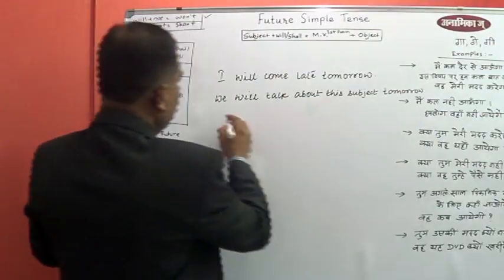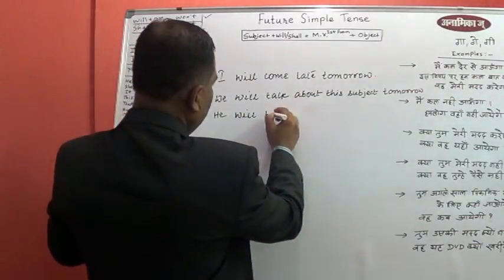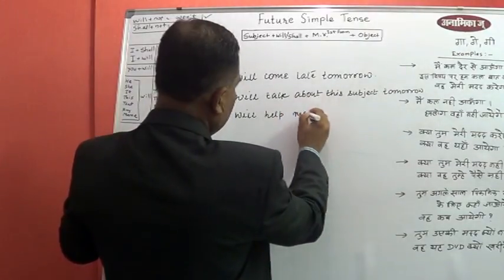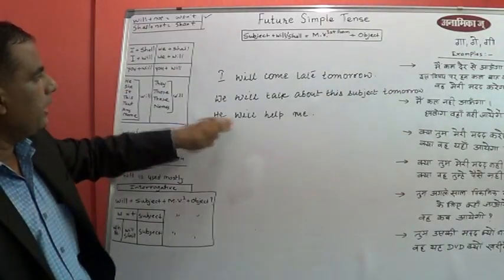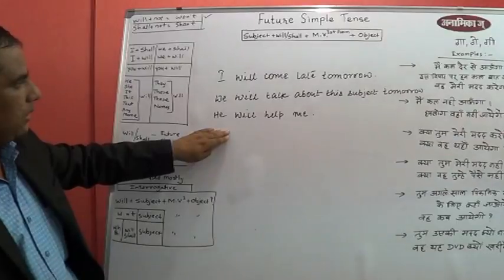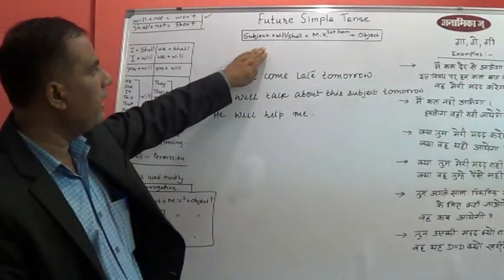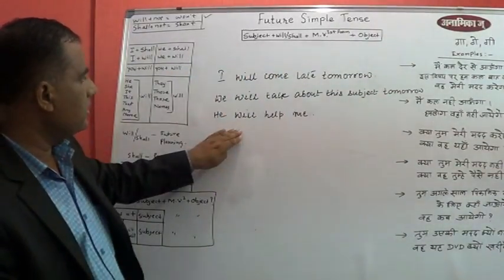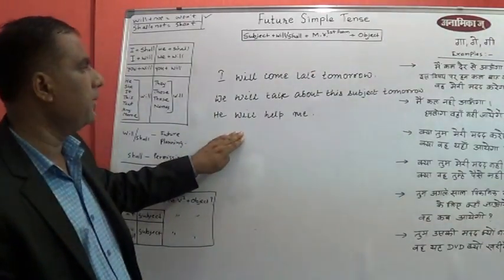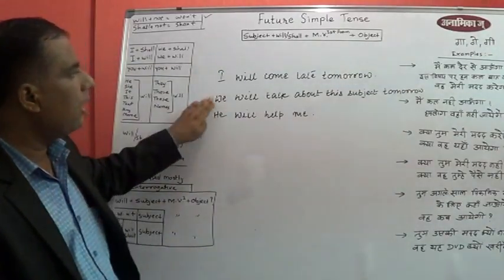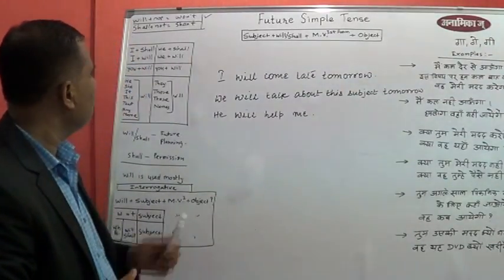वह मेरी मदद करेगा. So he will help me. So here we can see these three positive sentences of future simple have been made following the same structure that we had seen in the beginning, and all these sentences have will, because will is used most of the time. That is how we can make the positive sentences in future simple tense.